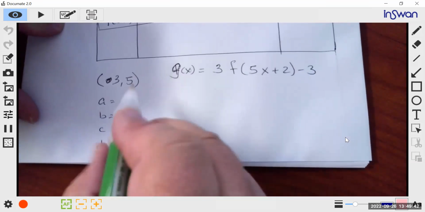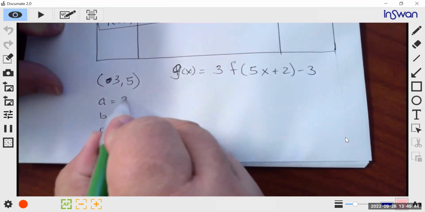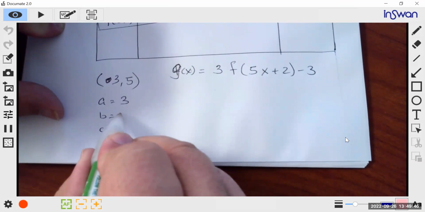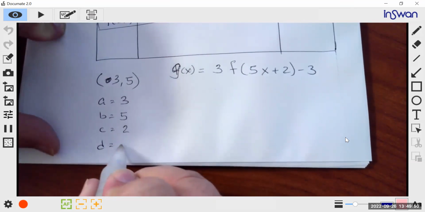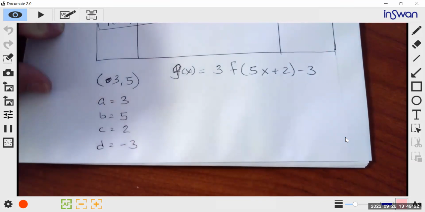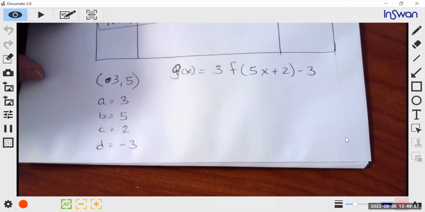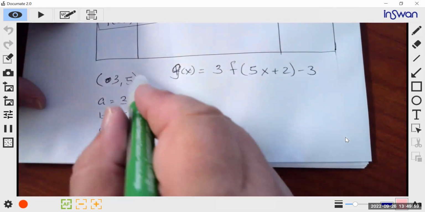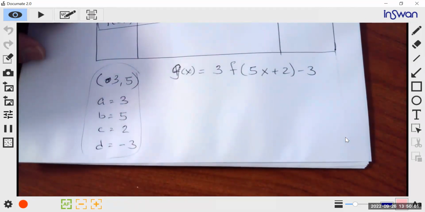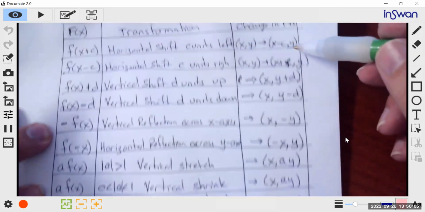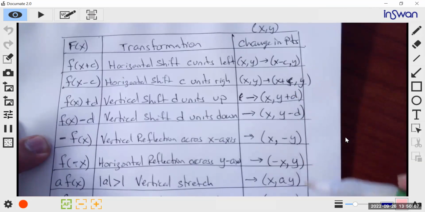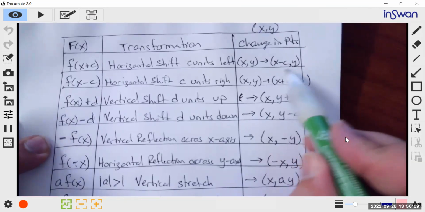So what is A? B, C, D. Very good. Now that you have all these, you can now tell me where the transformation of each of these are going to be. These are the new points.